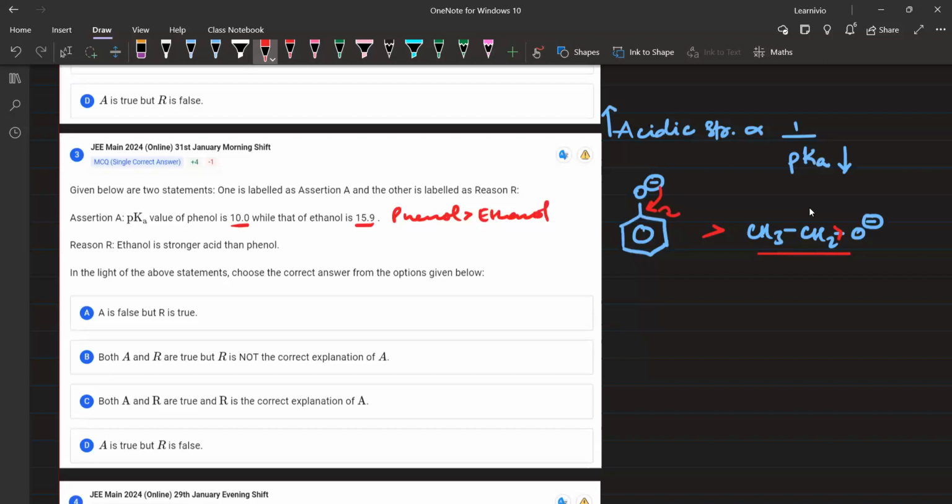Fine. And then the reason they are writing is that ethanol is a stronger acid than phenol. So this will be false, obviously, because ethanol is not the stronger acid. That is the opposite of the first statement. So assertion is true, but reason is false will be the correct option.